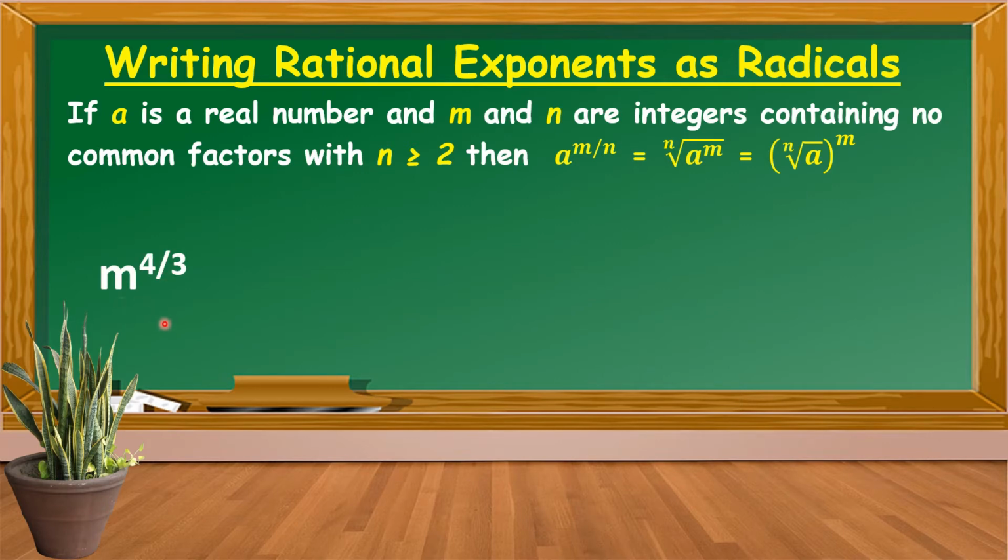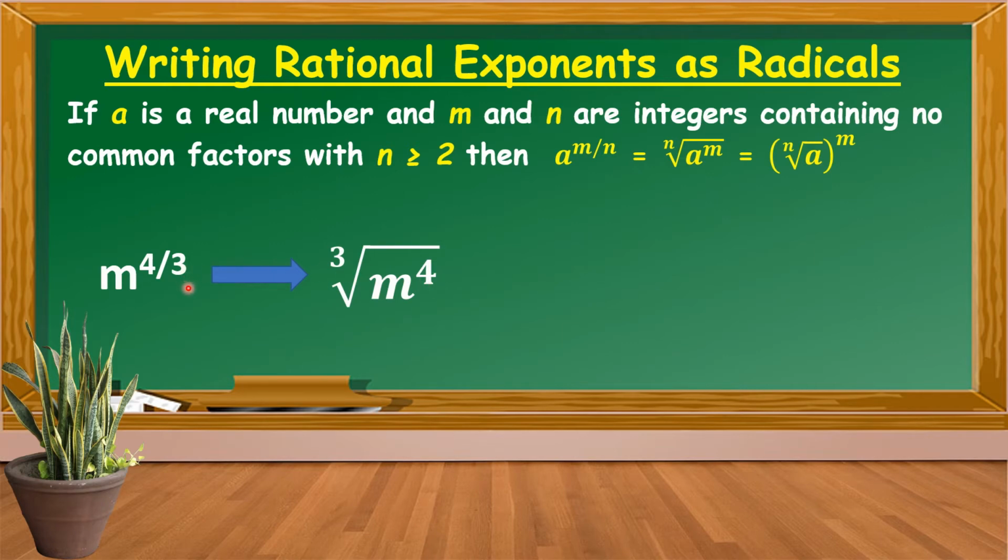Number 1. In this example, this is a rational exponent. Our base is m, and our exponent is a fraction, or rational number, which is 4/3. We are going to write this expression as a radical. Earlier, we discussed the parts of a radical. Again, this 4/3 is our rational exponent. We will convert or write this into radicals. So, we have the cube root of m to the power of 4.